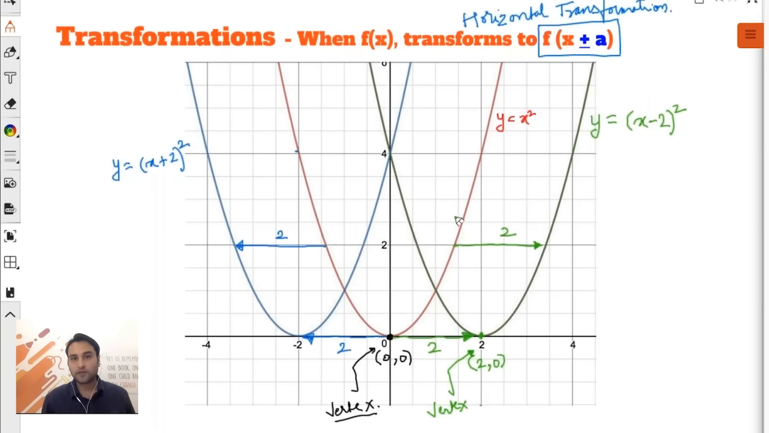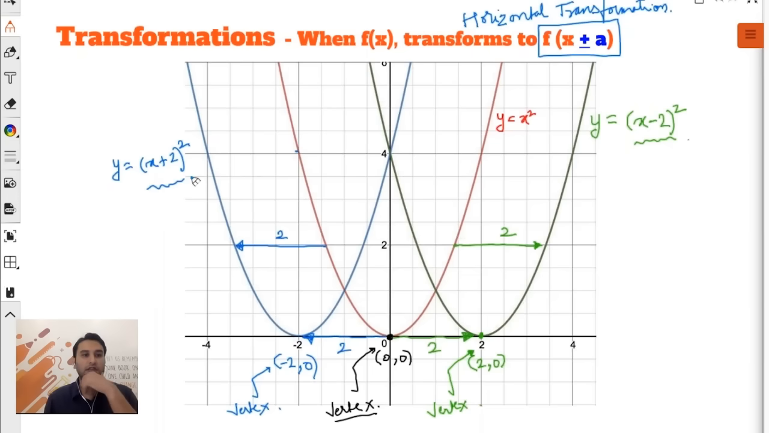For y equal to x square, the vertex is (0, 0). For y equal to (x minus 2) whole square, the vertex has shifted to (2, 0), because of x minus 2. And because of x plus 2, the vertex shifts to (minus 2, 0). So this is the vertex. The vertex shifts. Now it's easy to remember, right? If it is x minus 2, shift right. If it is x plus 2, shift left.